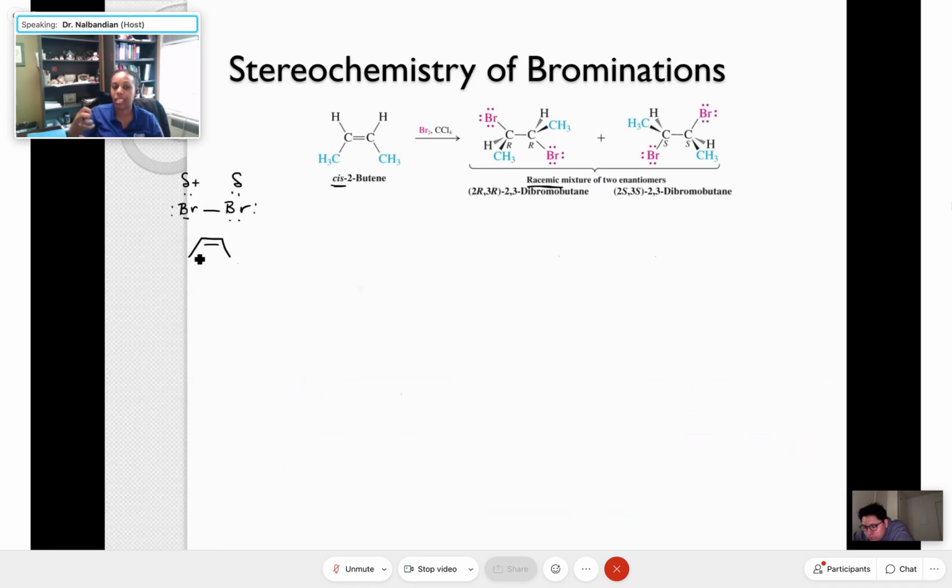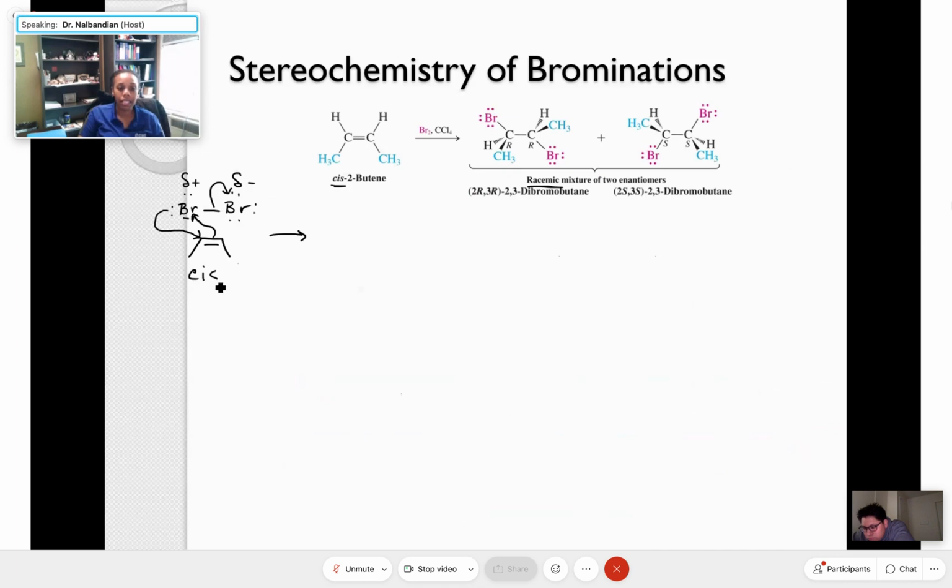I'm pulling electron density toward the bromine on the right. So I draw 3 arrows, one from the middle of the bond to the bromine that I've marked with the partial positive, and the other from a lone pair on that electrophilic bromine to one of the carbons. So, from the lone pair on the electrophilic bromine to one of the carbons.